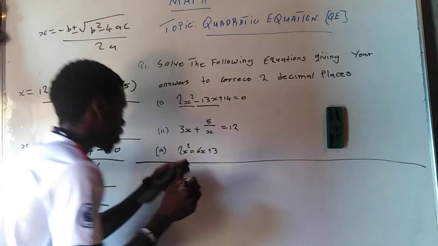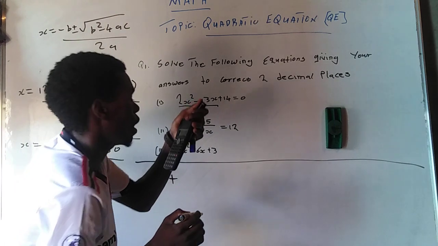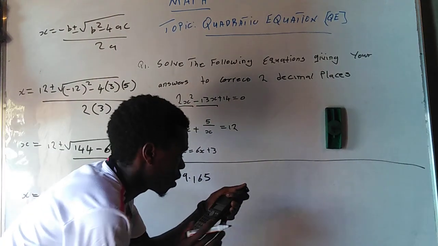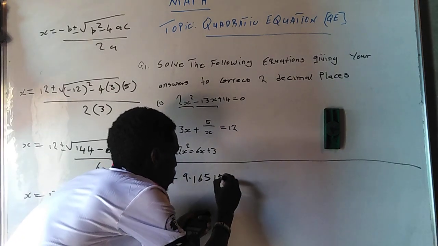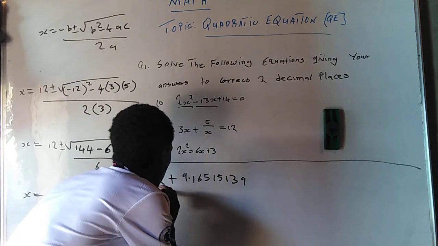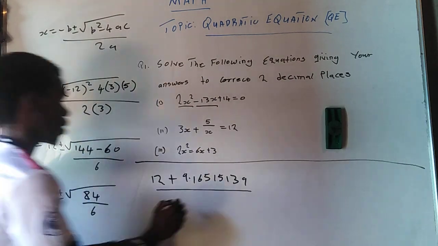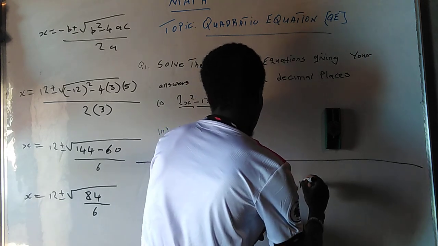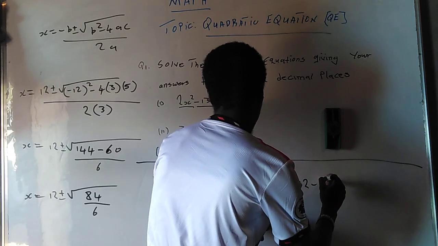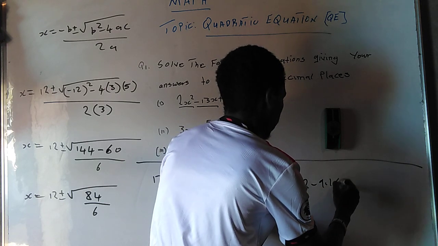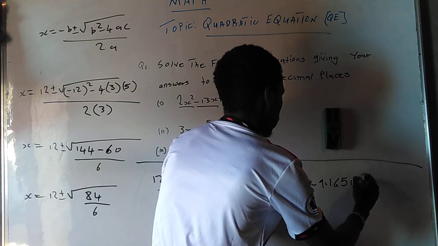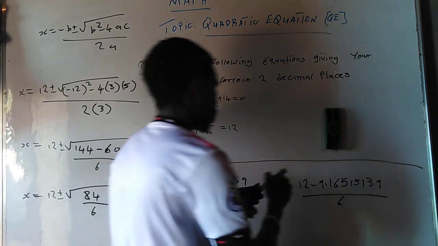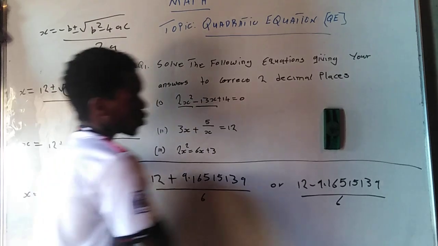The square root of 84, it's giving me 9.165, 15,139 over what? Over 6. Or 12 minus 9.165, 15,139 over 6. Okay, then I compute this and I also compute this.